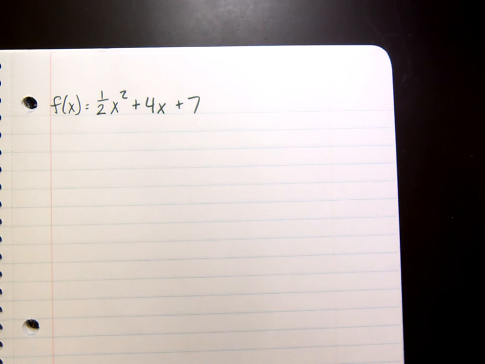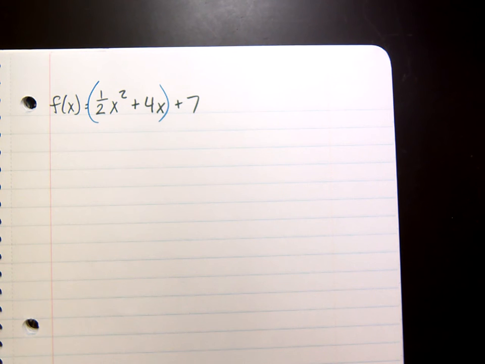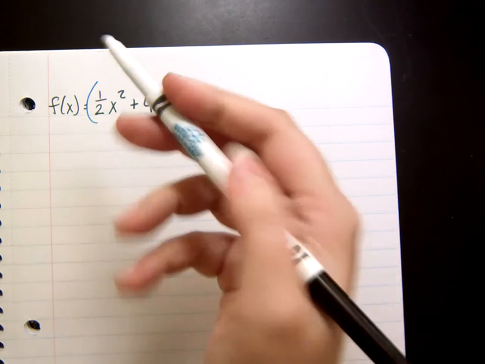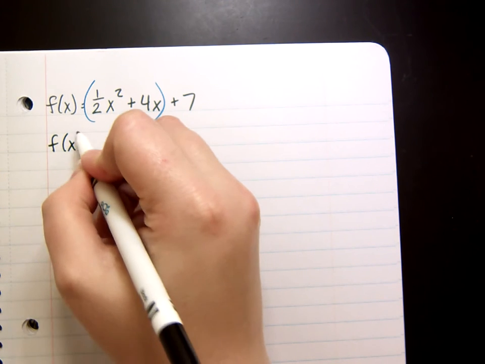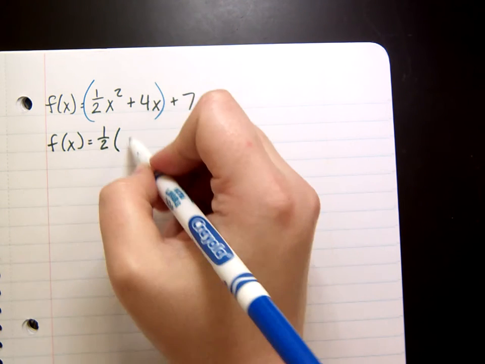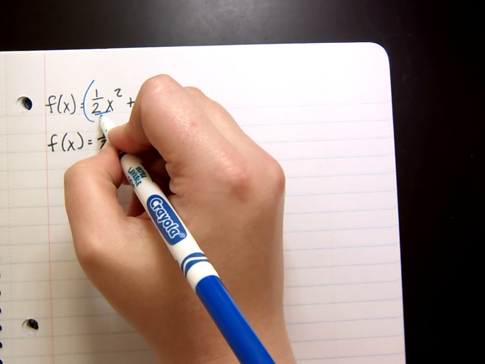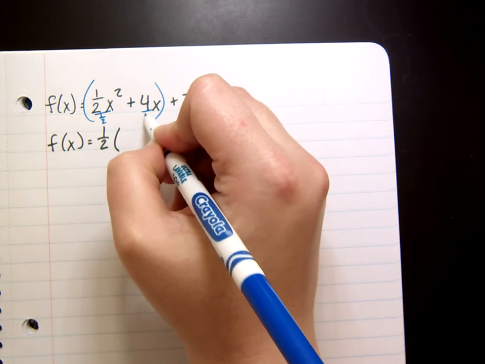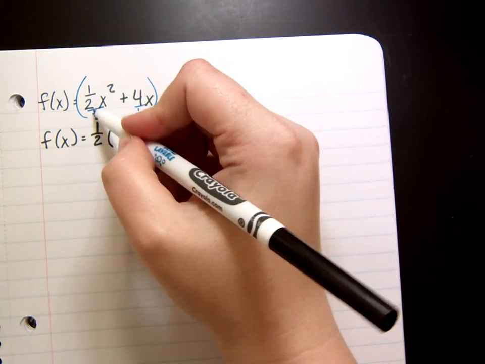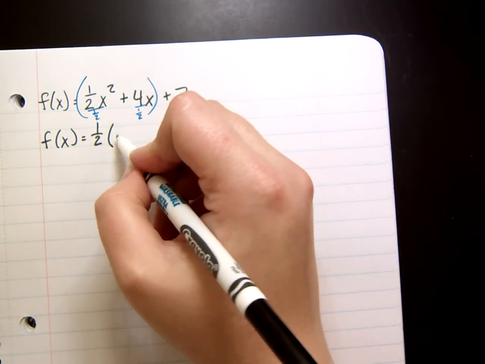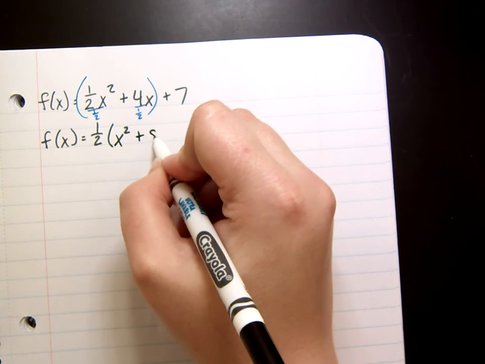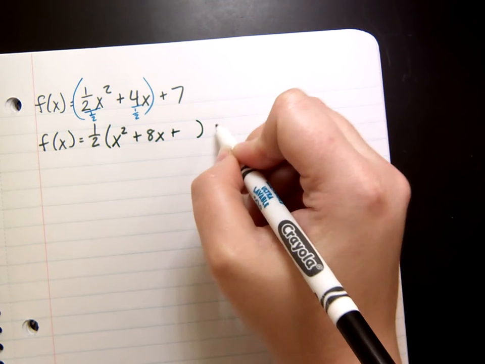Process is the same. Group your first two, x squared and x. You're going to have to factor out that half. So when we rewrite this, half is going to go in front, and then to factor it out you have to divide these by 1/2. So this half divided by half, number divided by itself, is just 1x squared. 4 divided by half is 8, then plus a little bit of space, plus 7, and then minus.